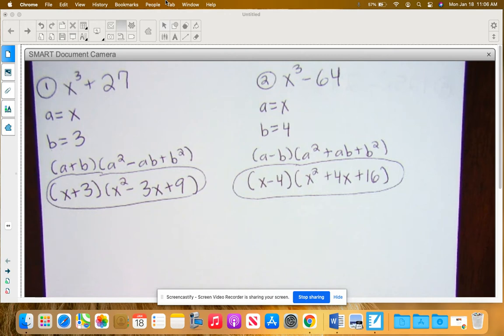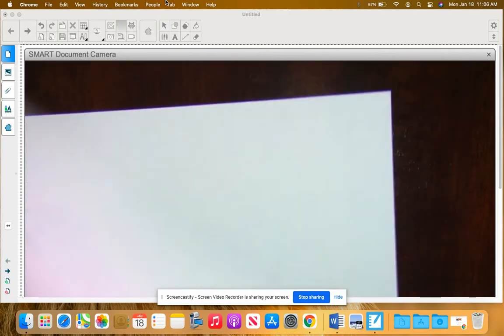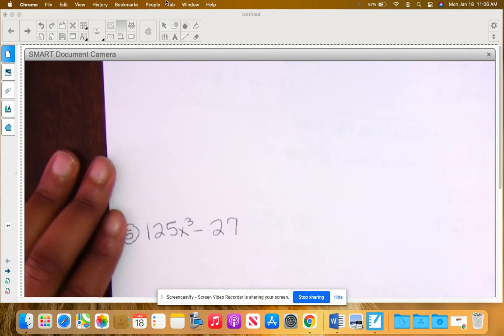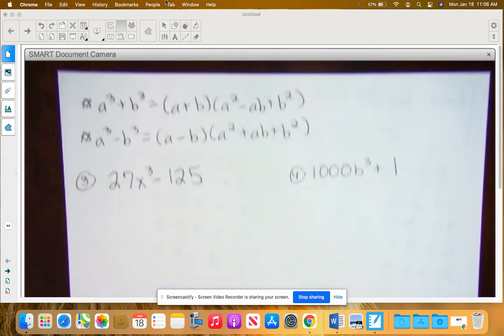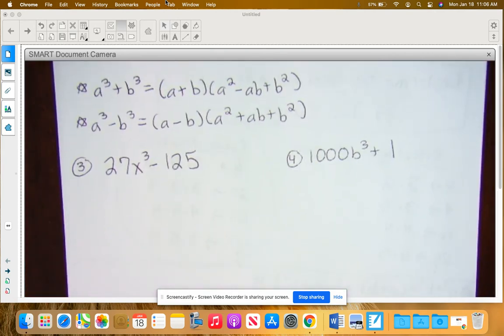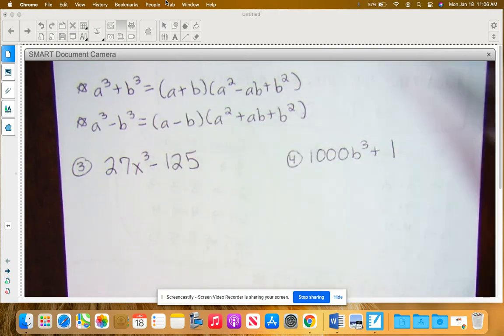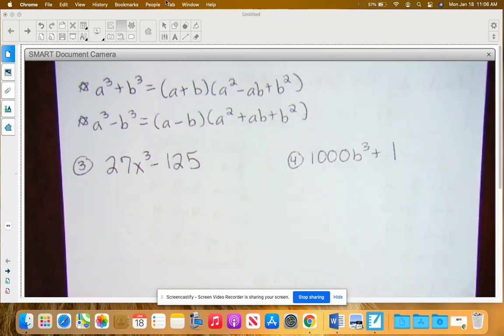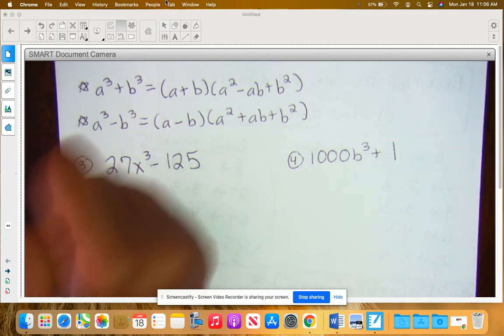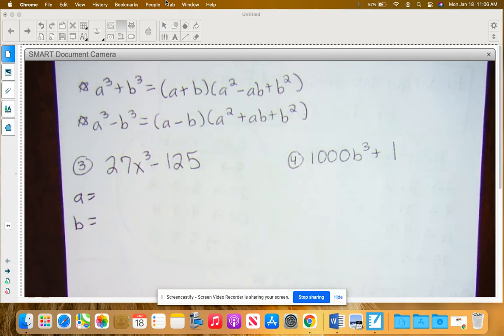All right, we're going to go through and do some more problems. So it's just all a matter of taking the cube root of each of your terms and then choosing your formula. All right, I have rewritten the sum formula and the difference formula, so that we can choose the appropriate ones. All right, number 3.